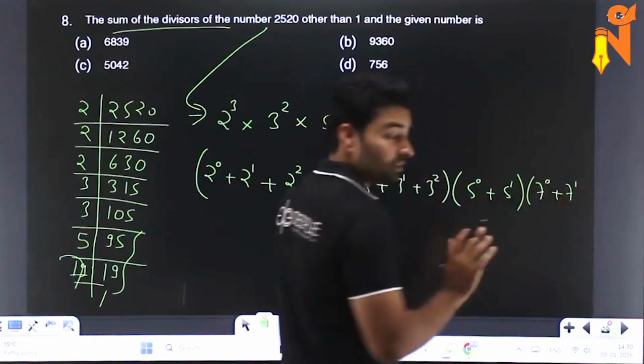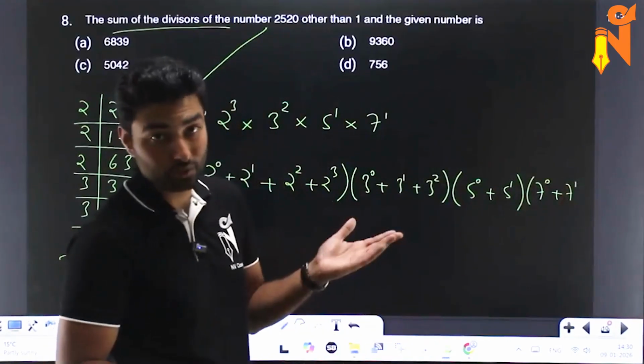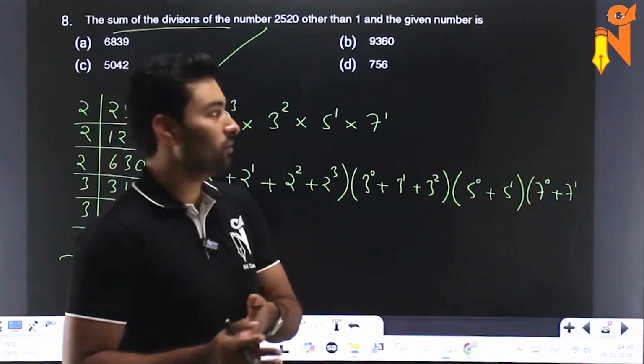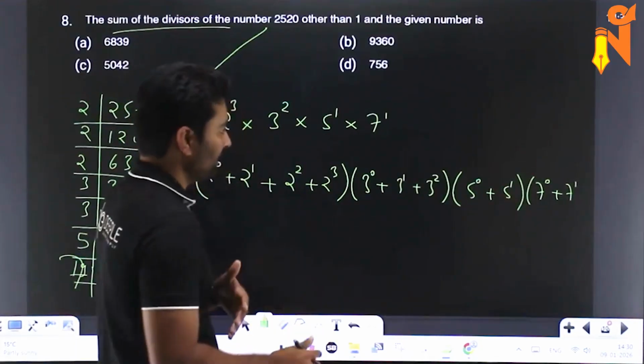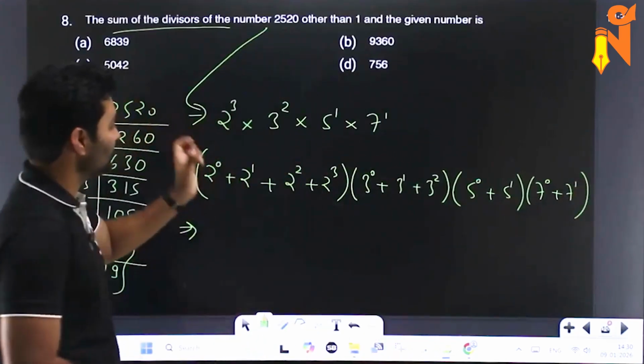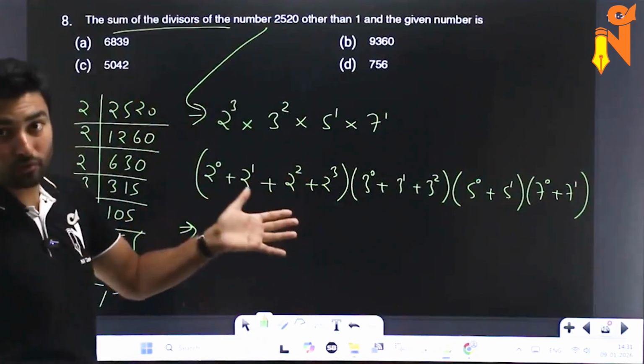I won't do the proof here. Proof is not important in this question. If you want to see the proof, you can open your notes and come to the doubt section. This is a formula based question, you can solve it easily. This is actually the sum of all divisors.